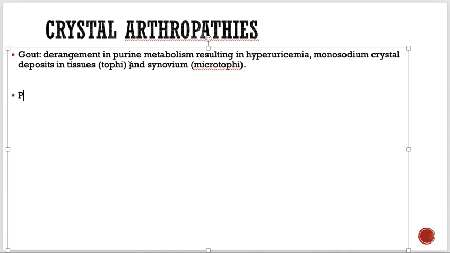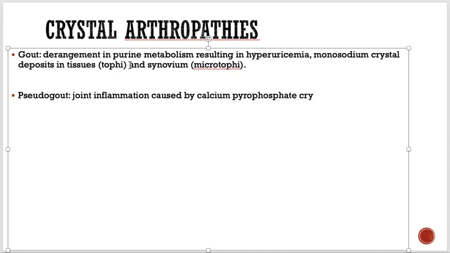And simply, if we talk about pseudogout, it is again joint inflammation caused by calcium pyrophosphate crystals. Okay, so now we will discuss first of all gout, and then we will discuss pseudogout. Let's discuss gout first of all.